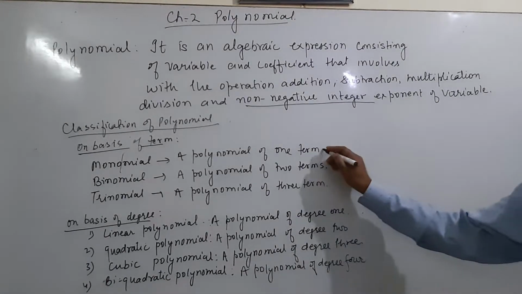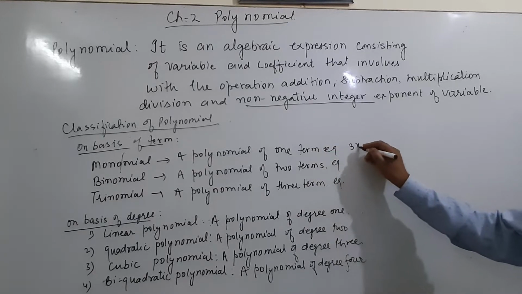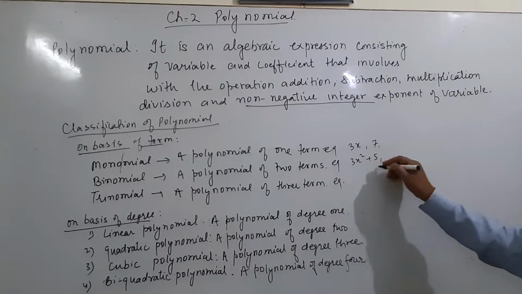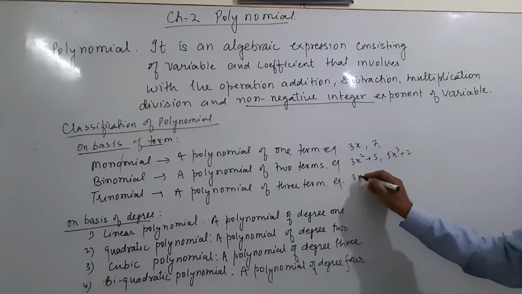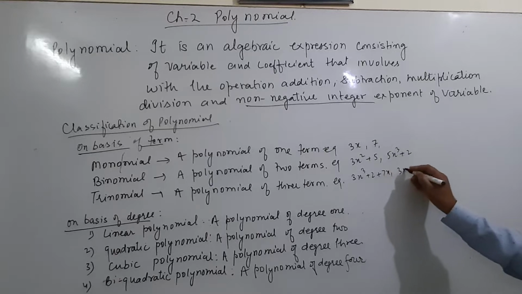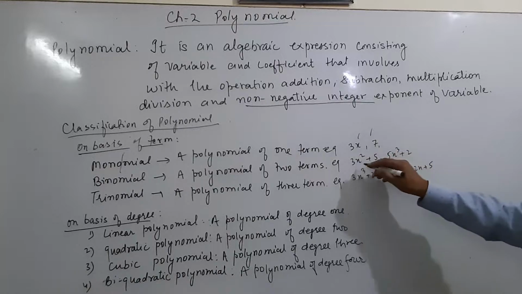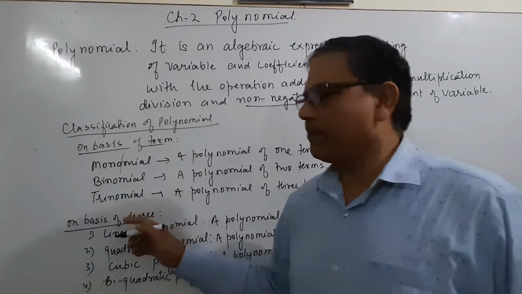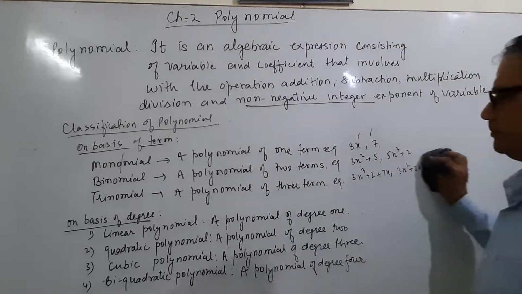And all the examples of this. First example, second example and third example. What is this example? 3x, 7, 3x square plus 5x, 5x cube plus 2. And here is 3x cube plus 2 plus 7x, 3x square plus 2x plus 5. This is monomial, this is binomial, this is trinomial. And on the basis of degree, we can classify. First is linear polynomial.